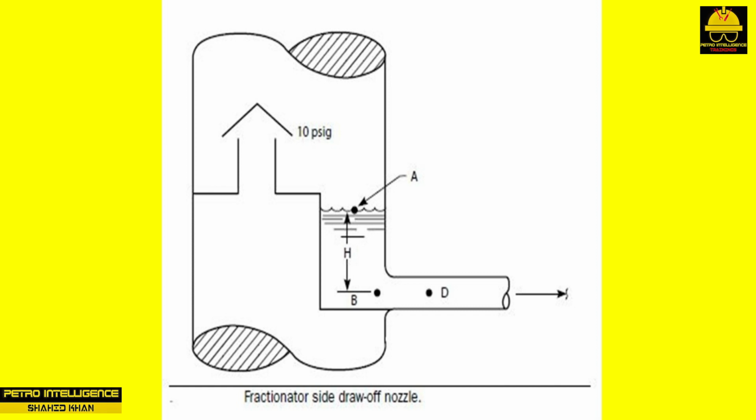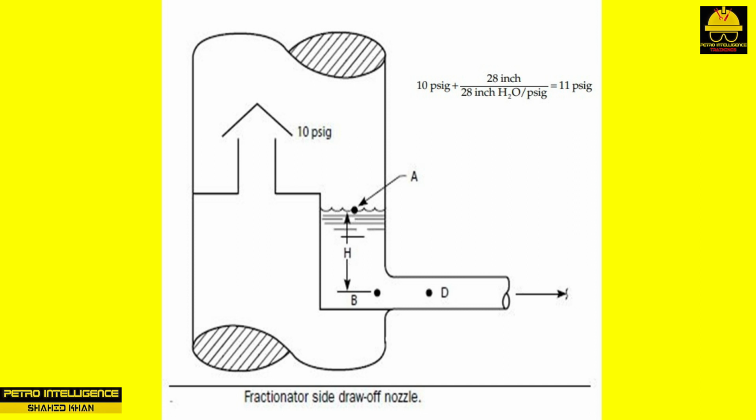Also, H equals 28 inches. Then the pressure at point B is 10 psig plus 28 inch divided by 28 inch H2O per psig, which equals 11 psig. The boiling point of water at 10 psig is about 240 degrees Fahrenheit. This means that the temperature in the entire water draw-off sump is 240 degrees Fahrenheit.